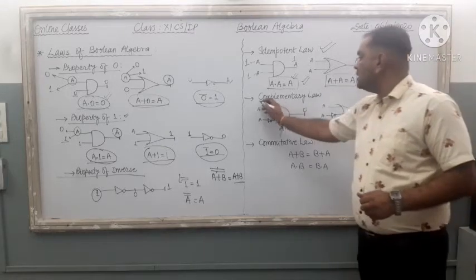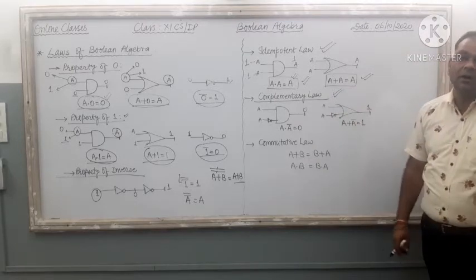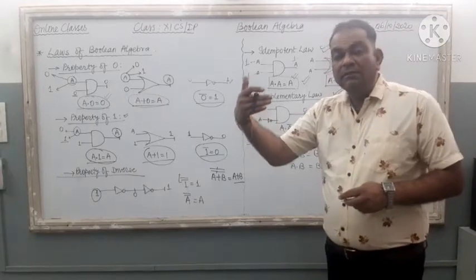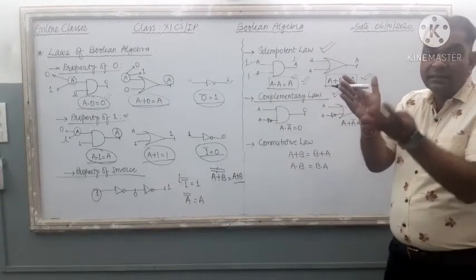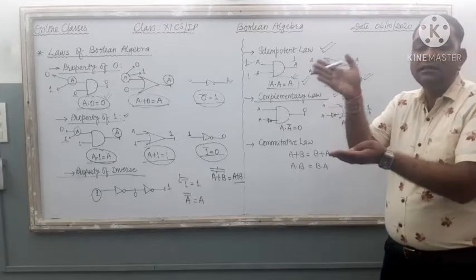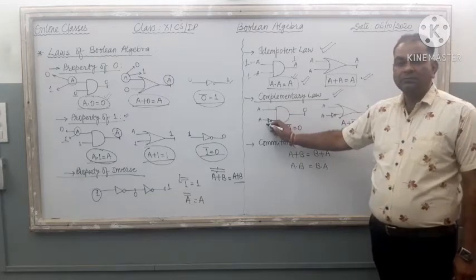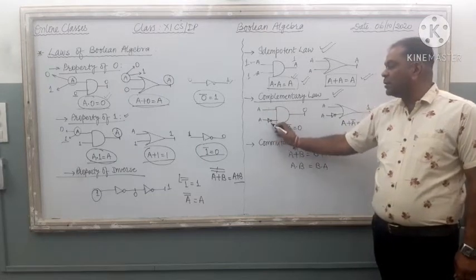Now come towards the complementary law, the most popular law of Boolean algebra. Complementary means we supply two different inputs to the gate. The first input is the input signal and the second input is the inverse of this first input signal. Means what? A bar. Right? First input A, second input A with NOT gate means what?